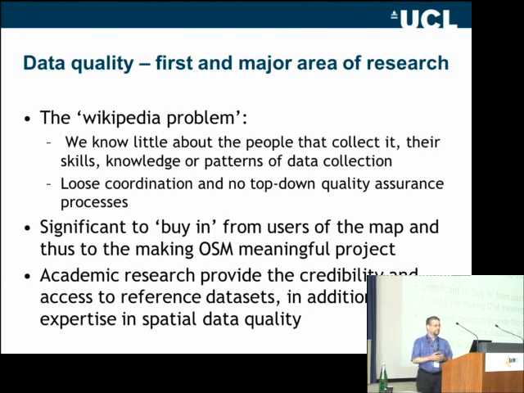So that's one thing. So the point about it, that once you have the Wikipedia problem, the development of research that is about data quality can have the buy-in from users of the map, so people that will use it. And that was an issue at the beginning, because if nobody used that, why create the map? And it's making it a very meaningful project. And the importance of academic research in this context is that it provides the credibility, one thing, but more importantly, we have access to a lot of reference data sets.